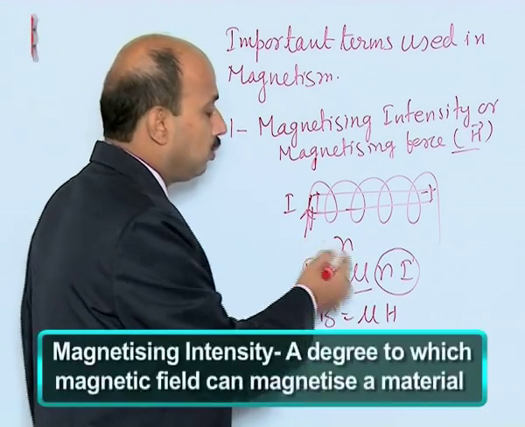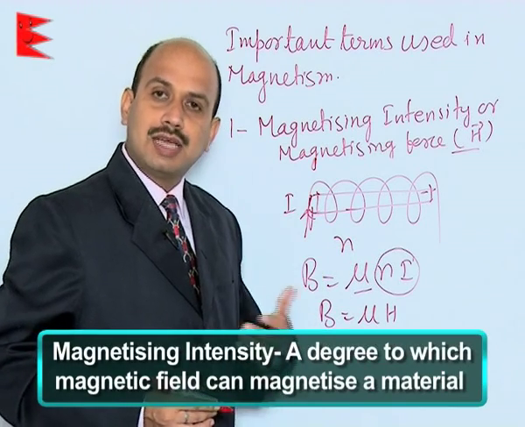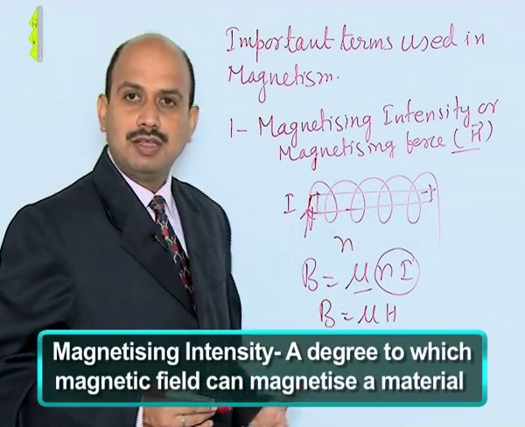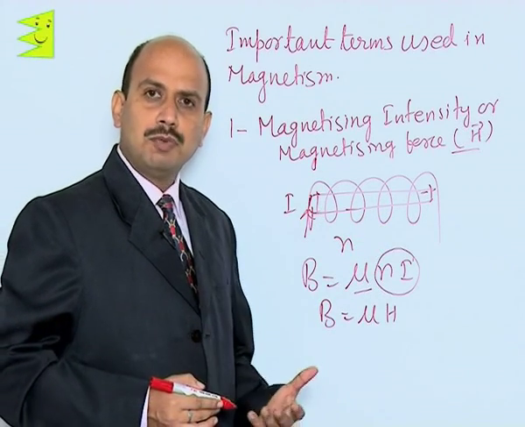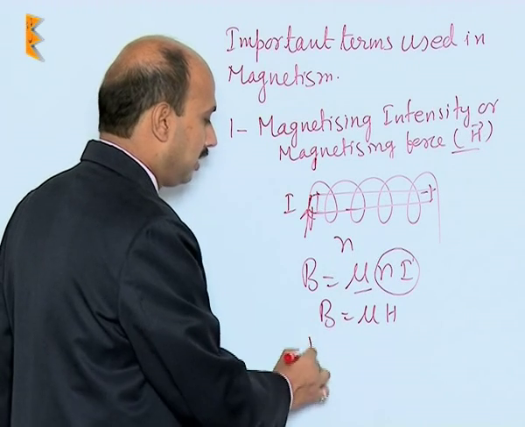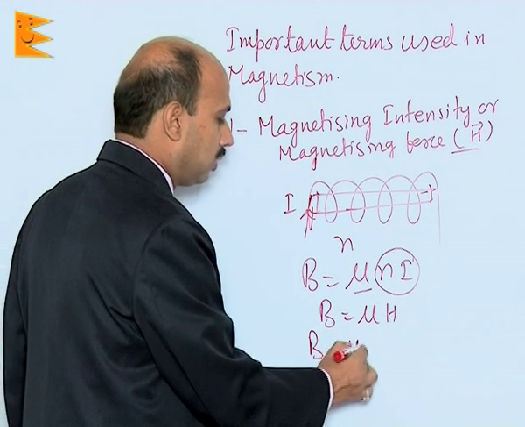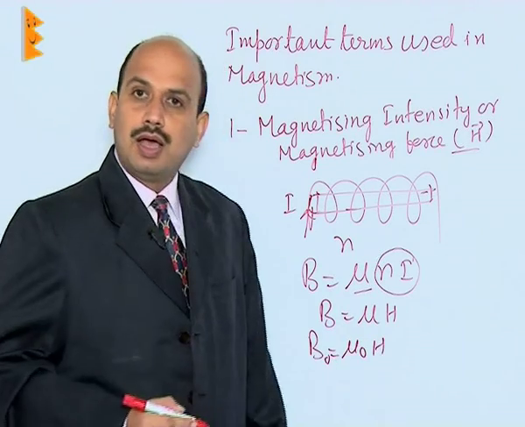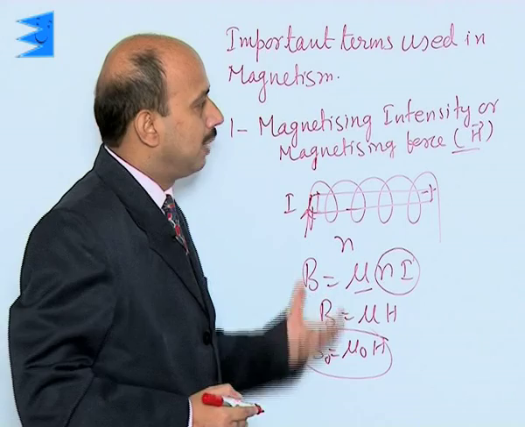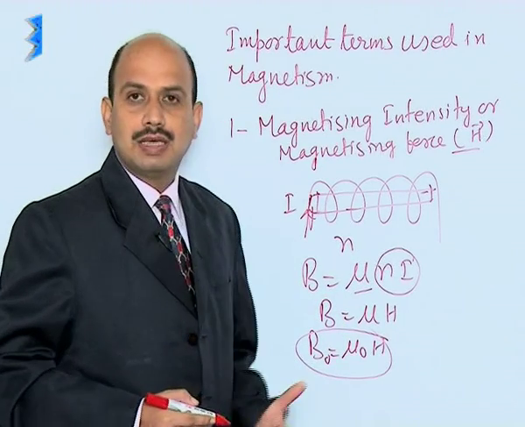The degree to which a magnetic field can magnetize a material is represented in terms of the magnetizing intensity. If the solenoid is in free space and magnetization is taking place, then we can write B = B0 = μ0H, and this is for free space. So, this is about magnetizing intensity or magnetizing force.